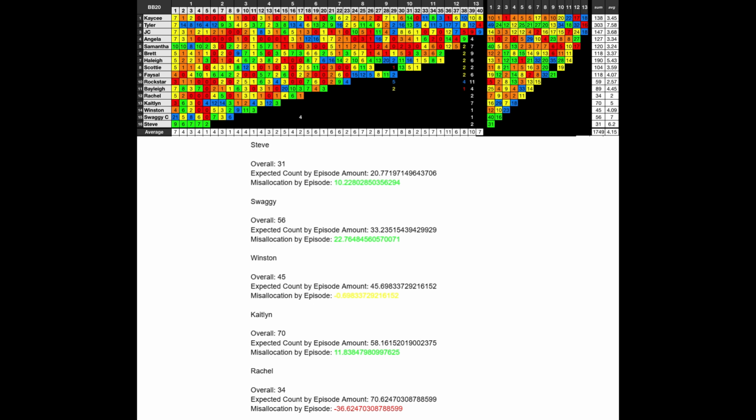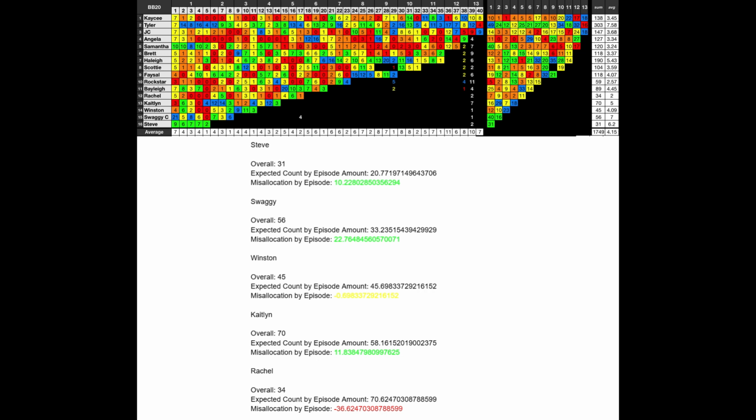Steve got 31 diary rooms, and his expected count by episode amount is 20.77, causing a 10.22 misallocation by episode amount. So he literally went up to green by 0.22%. Swaggy got 56 diary rooms, and his expected count by episode amount is 33.23, causing a misallocation amount of 22.76. And this really shouldn't be surprising if you just watch those first few weeks.